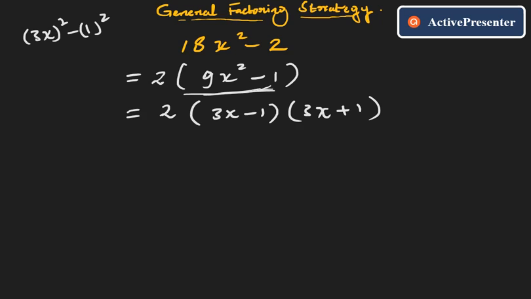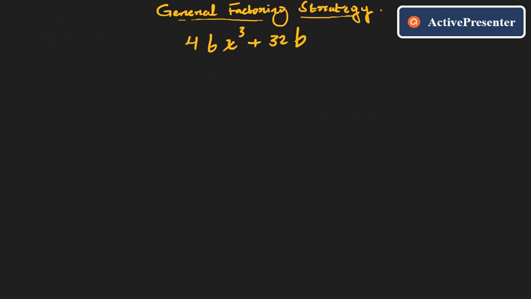Let's take another question. We have 4bx cubed plus 32b. Okay, can we factor the greatest common factor here? What is the greatest common factor? We know we have 4b here and 32b here. So if we take 4b outside as the greatest common factor, we would be left with x cubed plus, dividing 32 by 4, this is 8.